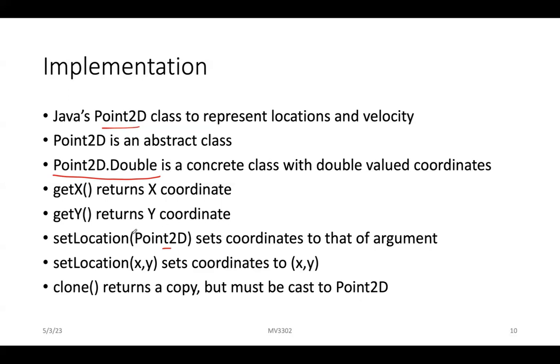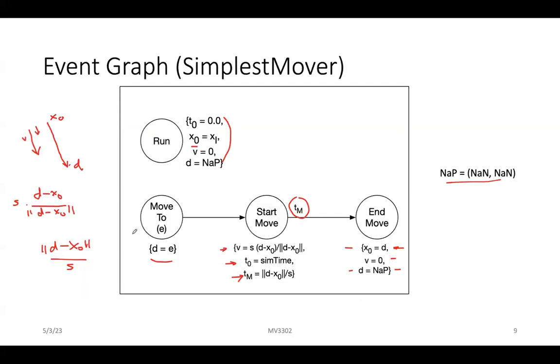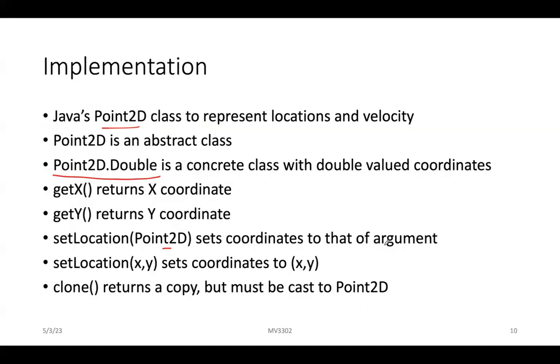Instead of having to instantiate all kinds of new points, for example, where we set our last location to our destination, all I need to do is call set location on my last stop location variable. Or I can set them directly by X's and Y's. It does have a clone method that returns a copy, but it's not implemented very nicely. We typically have to cast it to a Point2D. So sometimes that is necessary.